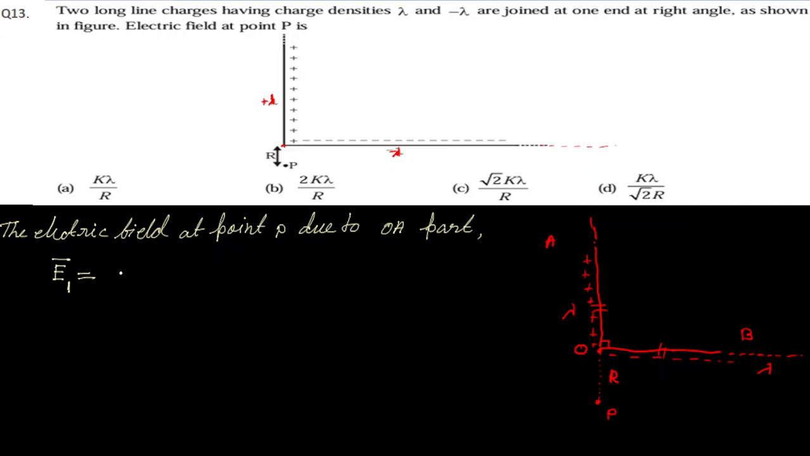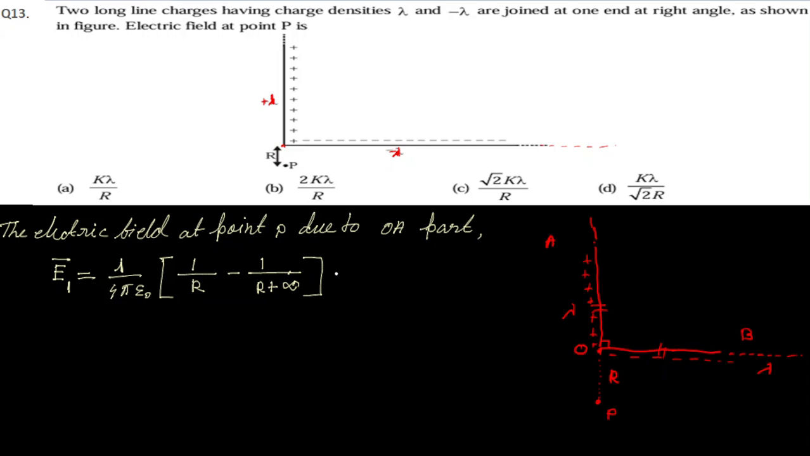So E1 will be 1 by 4 pi epsilon naught, charge per unit length is lambda, and then 1 by R minus 1 divided by R plus length. In this case, the length of this wire, that is from O to A, will be infinite. OA portion length is infinite.